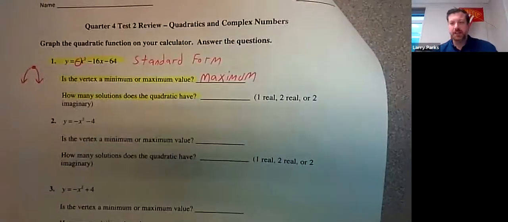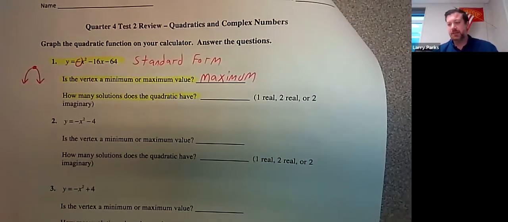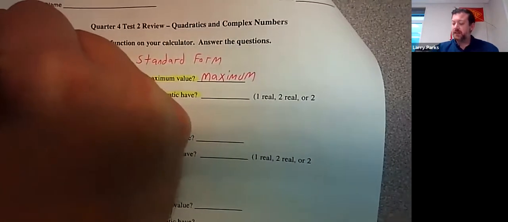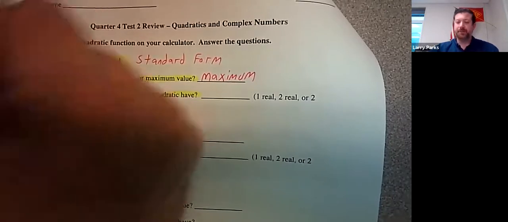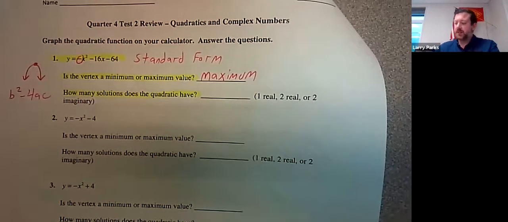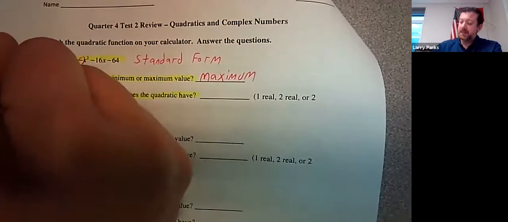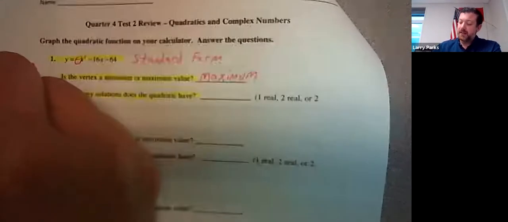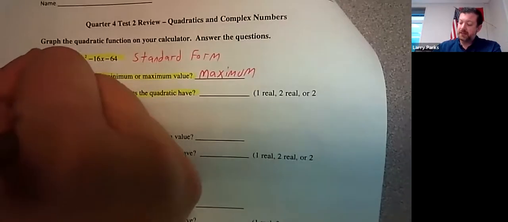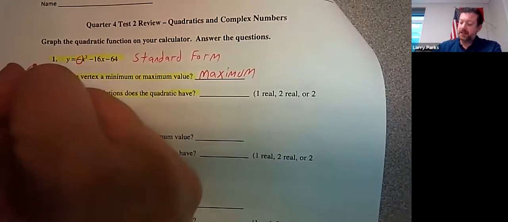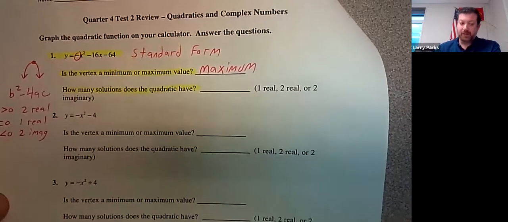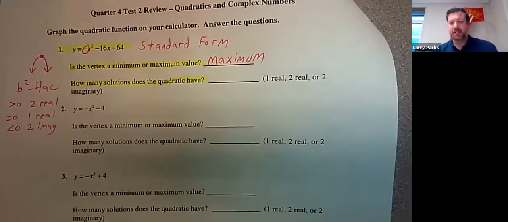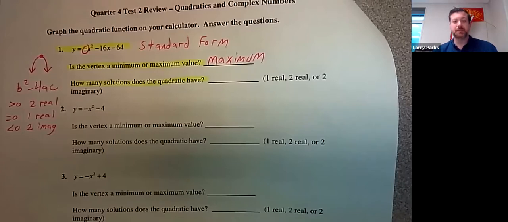Now, how many solutions does this quadratic have? There's a formula you can use. It's called the discriminant, and that is b squared minus 4ac. And long story short, if you get bigger than 0, that's 2 real, equals 0, 1 real, less than 0, 2 imaginary. Now, it might be easier in this case. Again, if you have access to Desmos, feel free to use the formula, or you can just go type it in, see what it looks like.